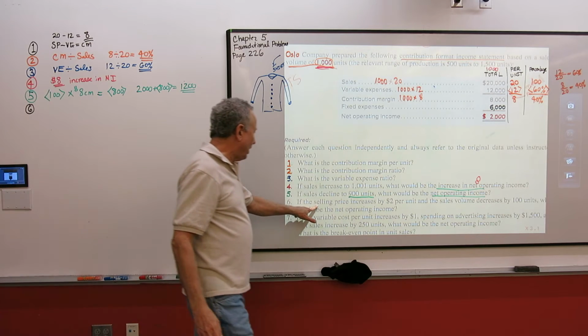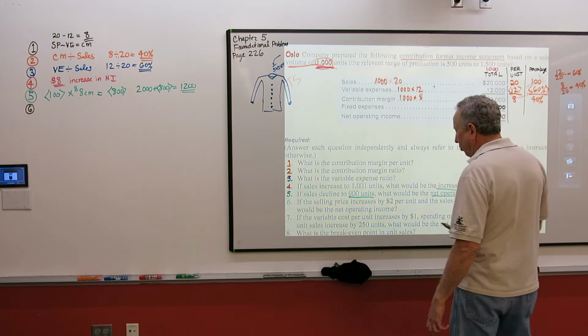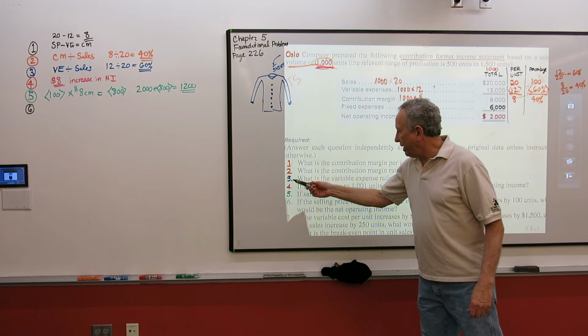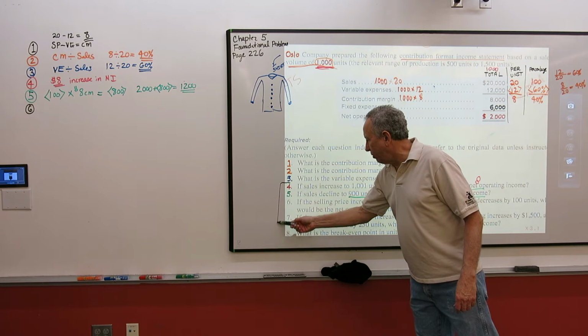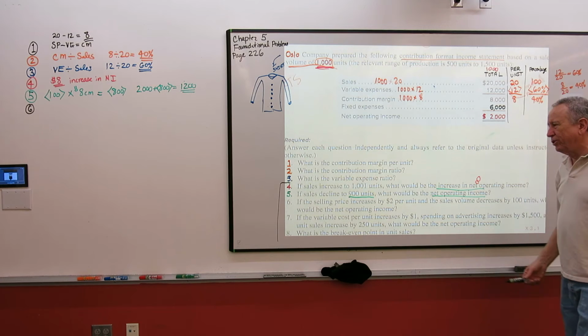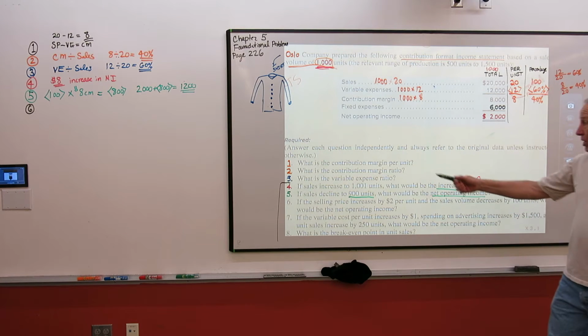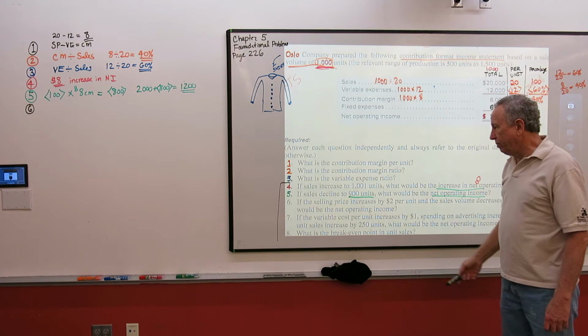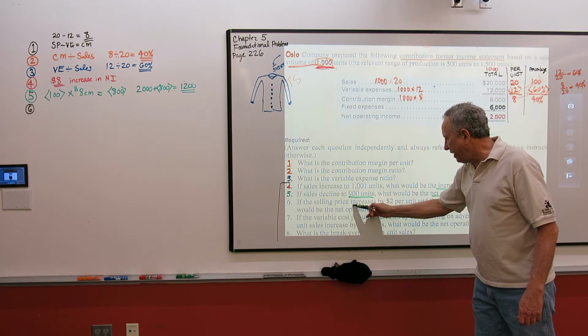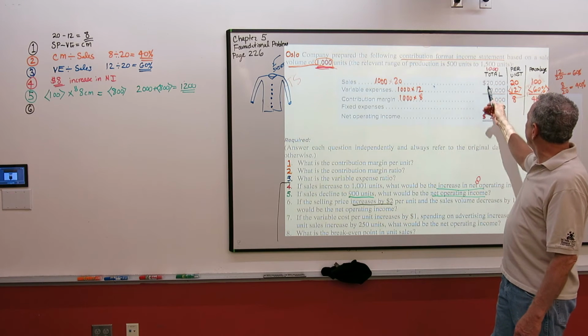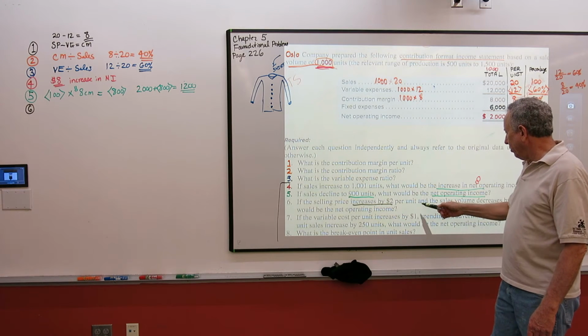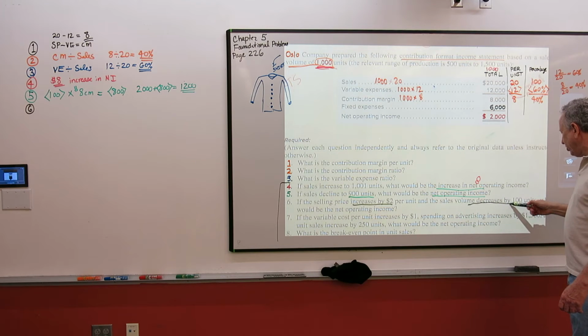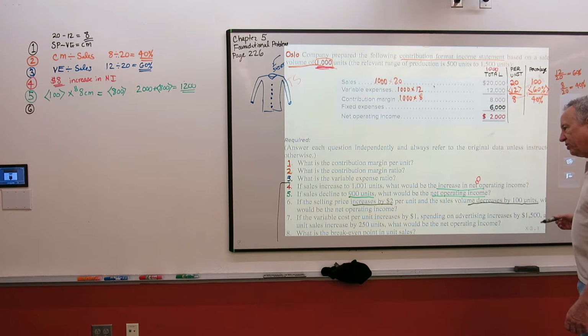Six, if the selling price increases by $2, by the way, these are all good for the test. I would say starting here and going on down, those are all testable. 1, 2, and 3 I probably wouldn't put on the test, but you have to know them. To get the answer, you have to do 1, 2, and 3 to be able to solve the remainders. But if the selling price increases by $2, that means we're going up to $22 per unit, and the sales volume decreases by 100 units. What would be the net operating income?